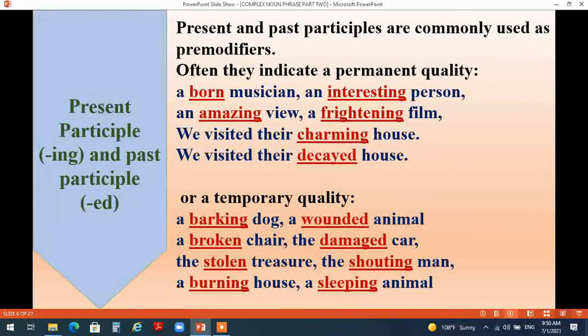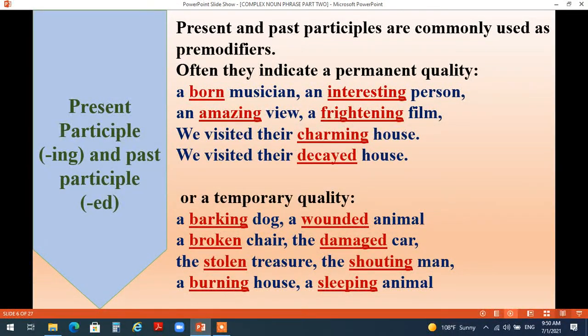The second method is by using the present participle ing and the past participle ed. Present and past participles are commonly used as pre-modifiers. إذا نلاحظ أن هذا النوع من pre-modification يستخدم على نطاق واسع جدا في اللغة الإنجليزية كي يصف اسما معينا يأتي بعده. Often they indicate a permanent quality or a temporary quality.